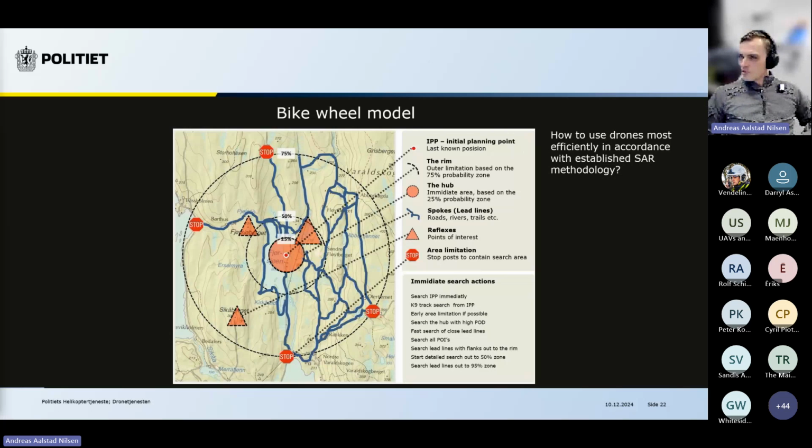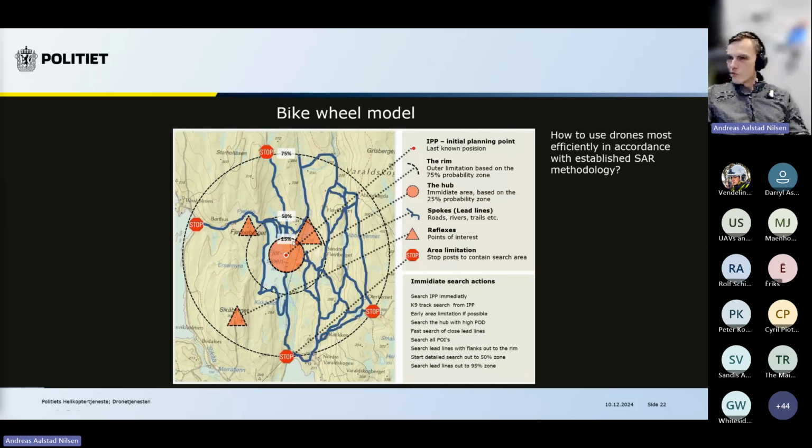And how do we use this in accordance with established search methodology? Norway and a lot of search and rescue organizations around the world are using the bike wheel model as a tool for increasing the probability of searching where the lost person is most likely to be found. The immediate search actions include starting out with a search at the last known location, the initial planning point at the center of the hub.